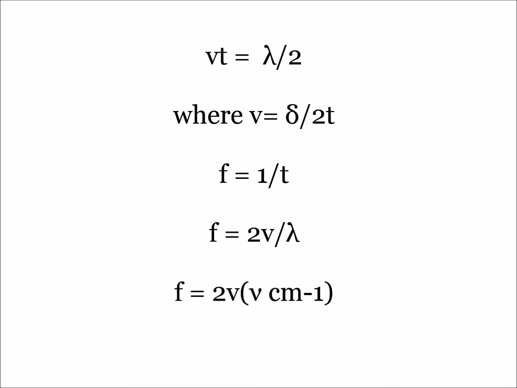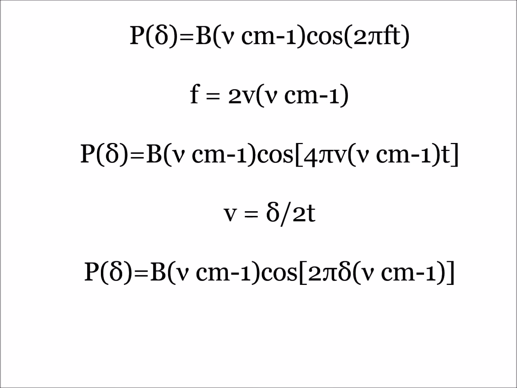This equation can further be simplified by rewriting the previous equation as f equals 2v times nu, where nu is in wave numbers. As one can see, the frequency of the interferogram is proportional to the frequency of radiation. The final equation for frequency is important for the conversion of the time domain to the frequency domain.